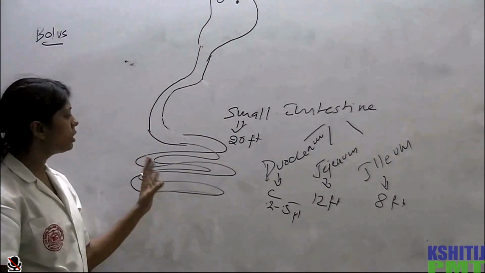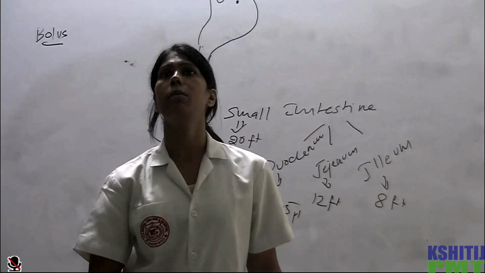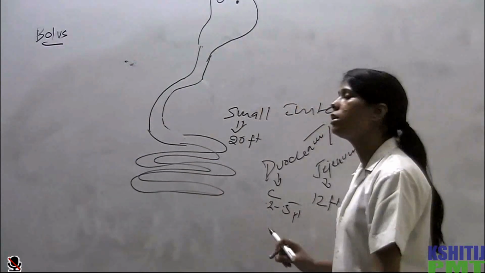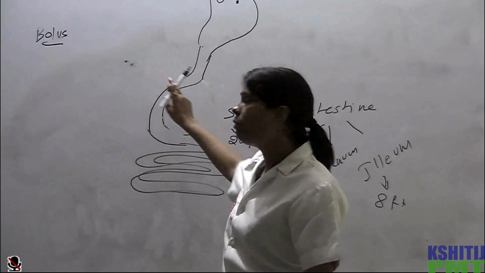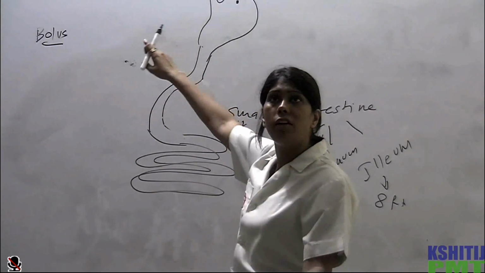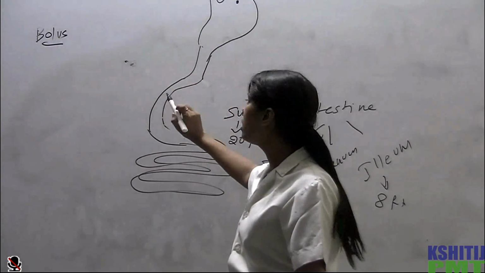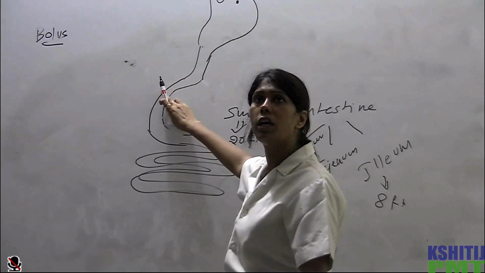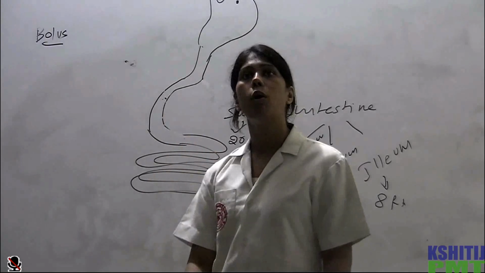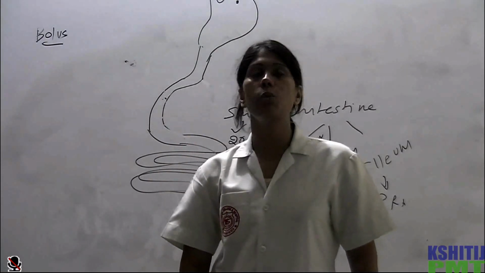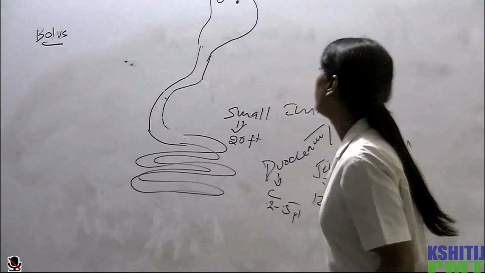Before going to the small intestine part, first of all we will see that here we have the liver and we have the pancreas. The liver and pancreas also secrete their secretions into the duodenum. Their ducts open in the duodenum. So before going to the small intestine, we will discuss the duct system of the liver and pancreas.